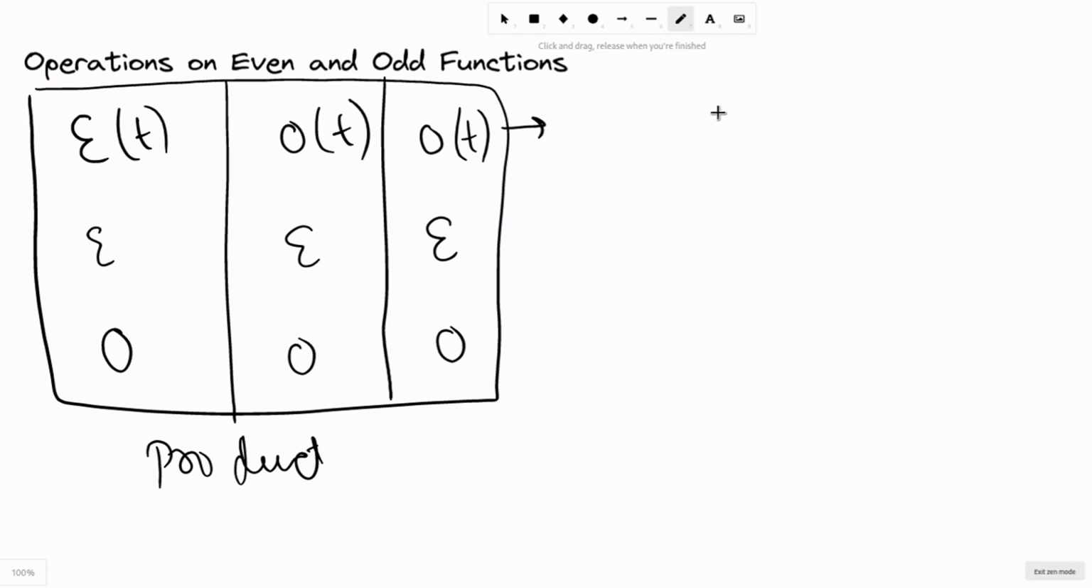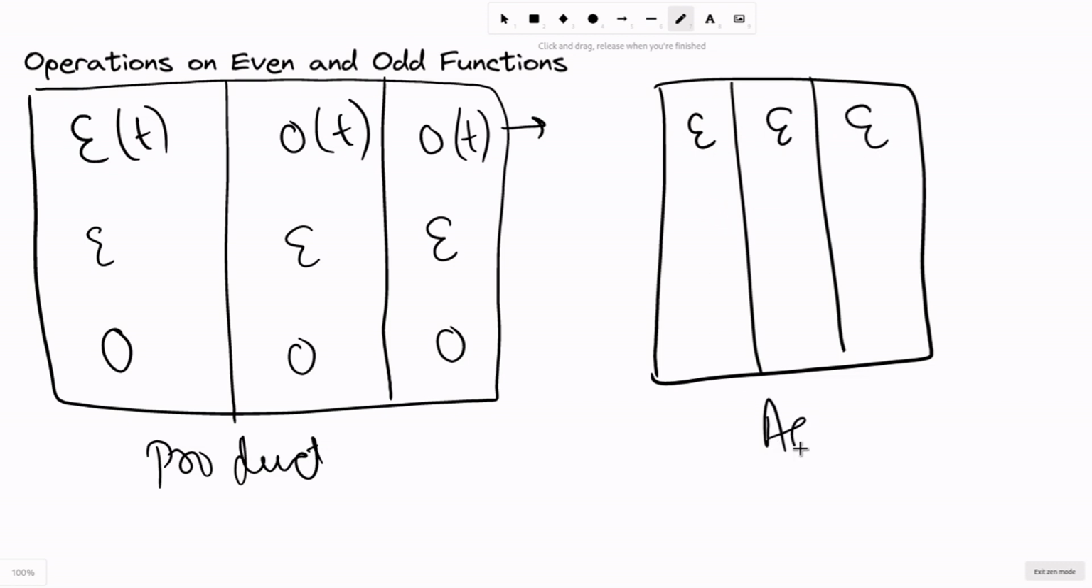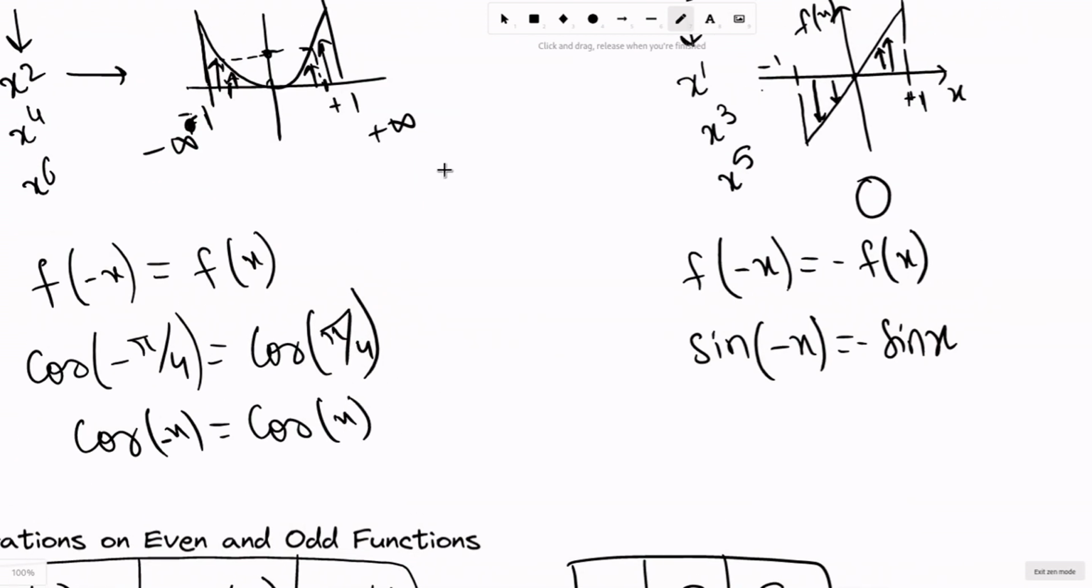For addition, it's also quite similar, in that if you add even and even, you get an even function. If you add or subtract odd and odd, then you get odd. If you add or subtract even with odd, then the resulting function is neither even nor odd. This also applies for quotients, while doing division. That is pretty much everything about even and odd functions.